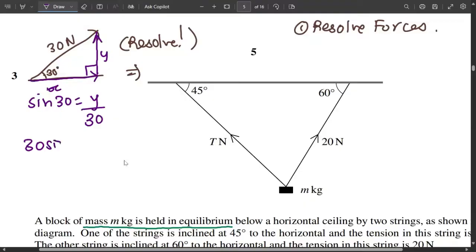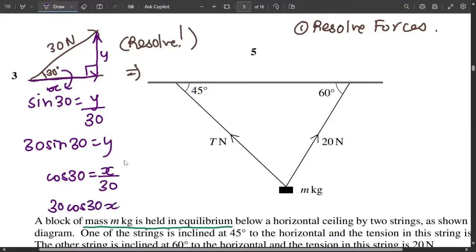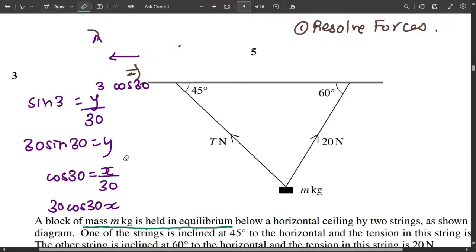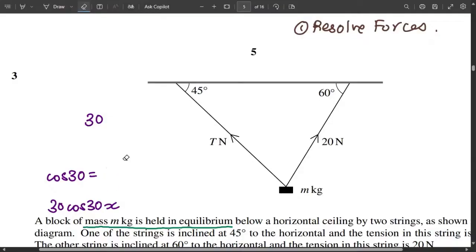Therefore, 30 sine 30 is y. Similarly, cos 30 is adjacent upon hypotenuse, so the adjacent side is x. Cos 30 will be x upon 30. So 30 cos 30 will be x. So I can say y will be 30 sine 30 and x will be 30 cos 30. This is called resolving the forces. So now that you have understood what resolve is, let's go ahead and resolve the T Newton force and the 20 Newton force. One second, let me erase this.